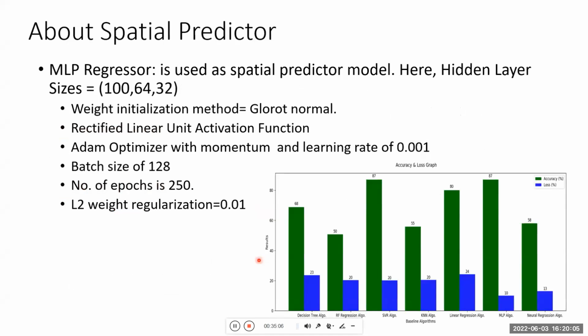The second one was the spatial predictor, where we have used an MLP. There are hidden layers with sizes of 100, 64 and 32. The weight initialization method was Glorot normal. We have an activation function, rectified linear unit, ReLU. We have an Adam optimizer with momentum and a learning rate of 0.001. We have a batch size of 128 and epoch size of 250. We use L2 weight regularization for removing overfitting.